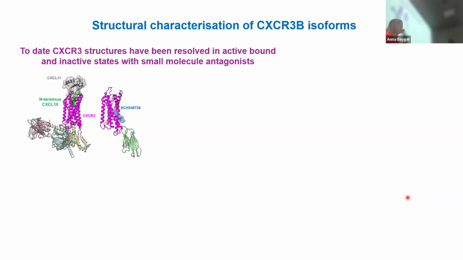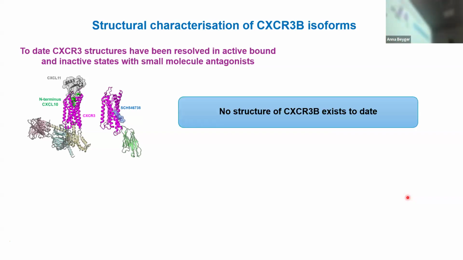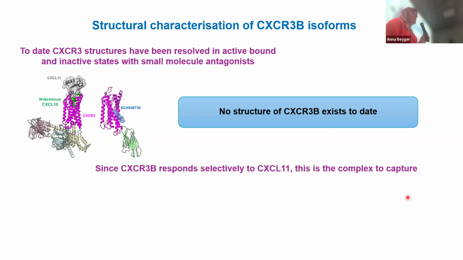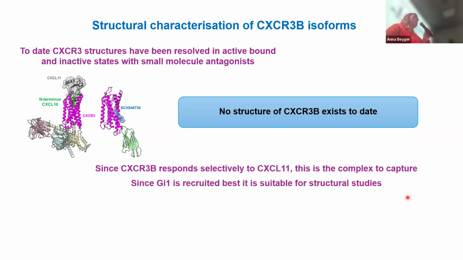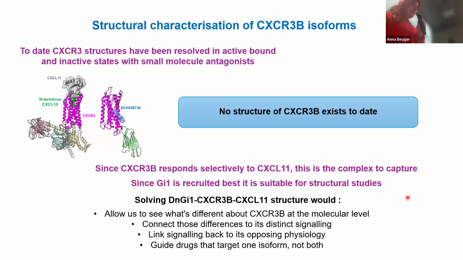So to do that, we wanted to characterize CXCR3B on a structural level. To date, the only existing CXCR3 structures have been resolved in active bound and inactive states, and those inactive states are with small molecule antagonists. But no structure of CXCR3B exists. So since CXCR3B responds selectively to CXCL11, we decided that this is the complex to capture. And when we looked at our data, we saw that G alpha i1 was the transducer recruited quite potently, so we decided to use that for structural studies.